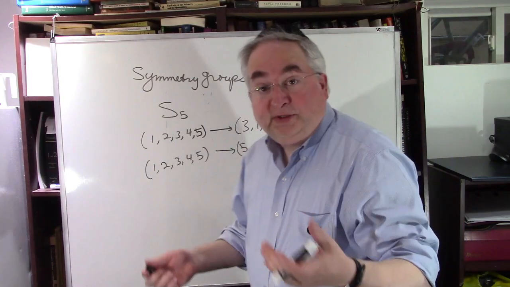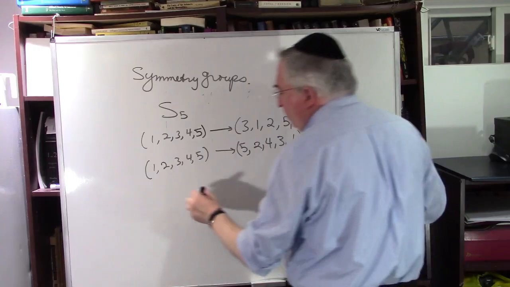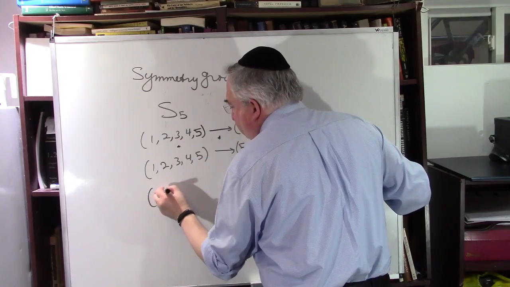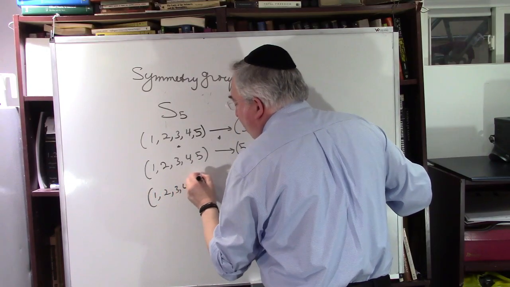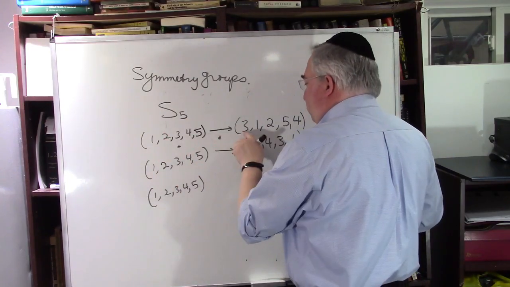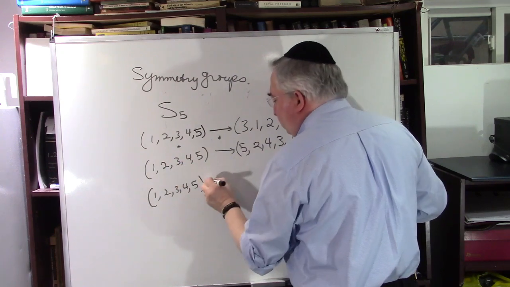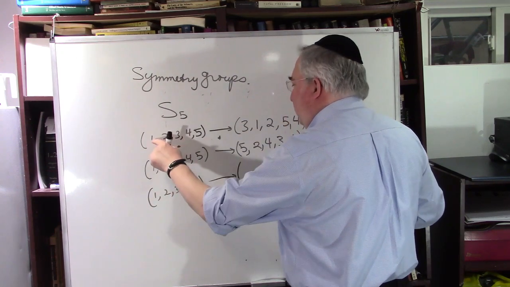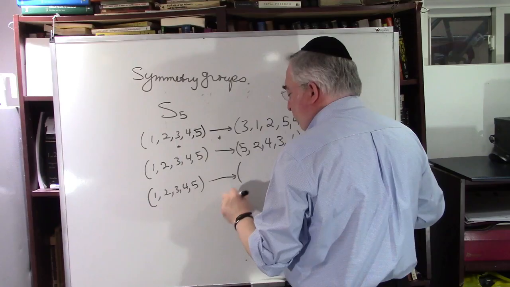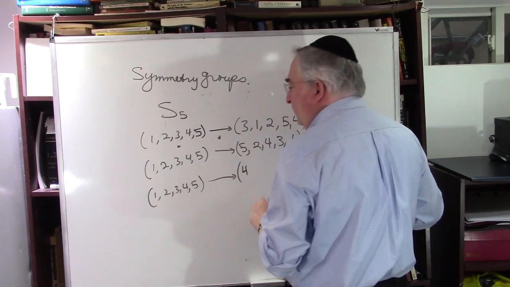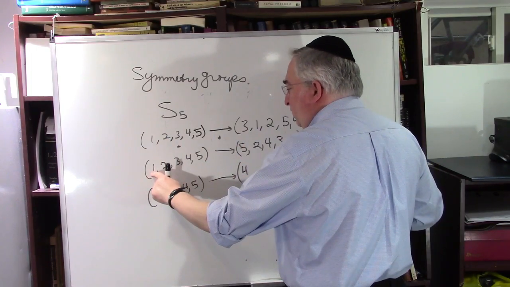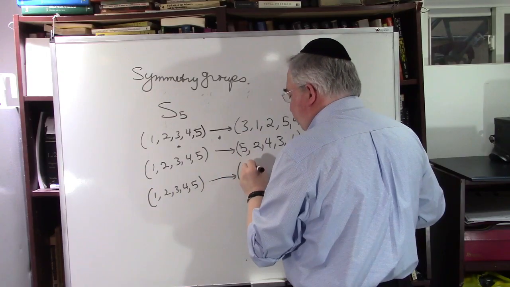Then a group has a multiplication, so we can compose this, and we can compose it as follows. So this times this is 1, 2, 3, 4, 5, and basically what we do is we do what this says, and then we do what this says. So let's see, 1 goes to 3, and 3 goes to 4. So 1 is going to go to 4. Let's do another one. 2 goes to 1, and 1 goes to 5. So that's going to be that.